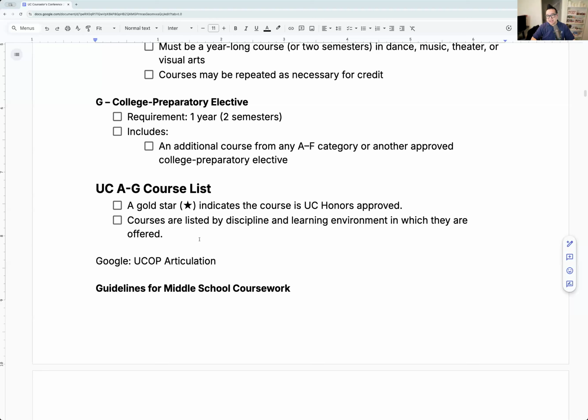It'll show you every class that you take. Next to the class is a star. If it's a star, it counts as a UC honors. Keep in mind, not every honors class you take in high school will get you honors credit. So keep that in mind. Some honors don't, some honors do. So the star will tell you what it is.